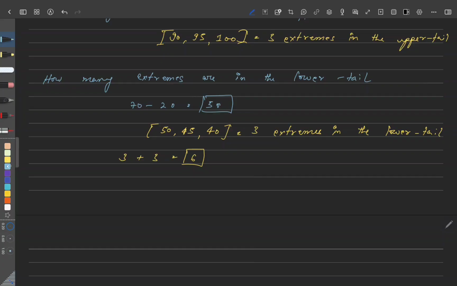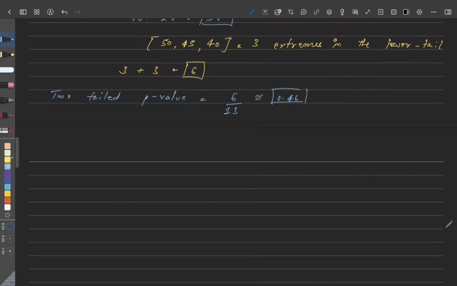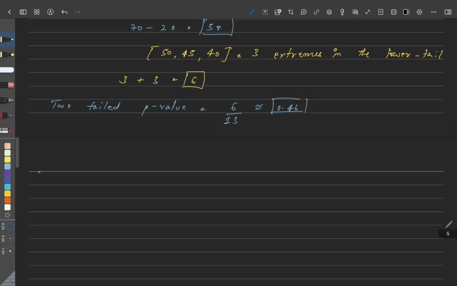Now two-tailed p-value is given as 6 over 13, which is the total scores, approximately 0.46. So basically, the p-value of having 6 extremes in either direction which are as extreme as 90, out of the 13 values, is 0.46. The way we would phrase the statement is: around 46% of the scores are as extreme as 90, either above or below the average.